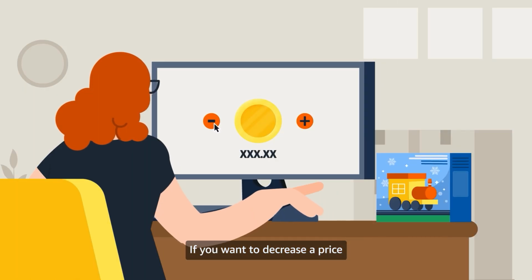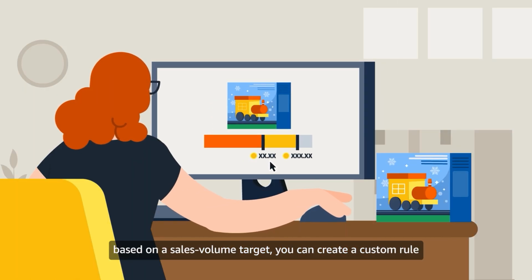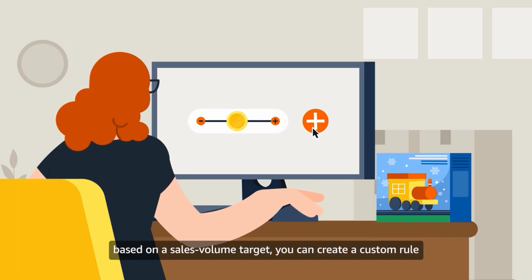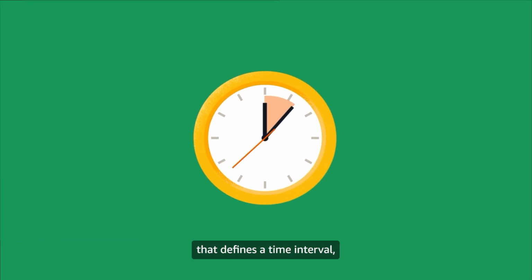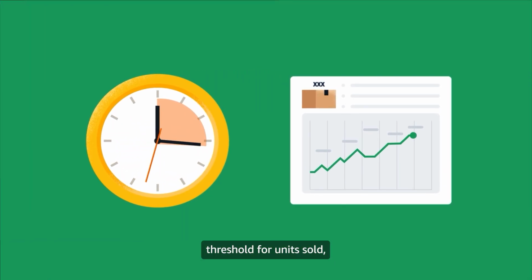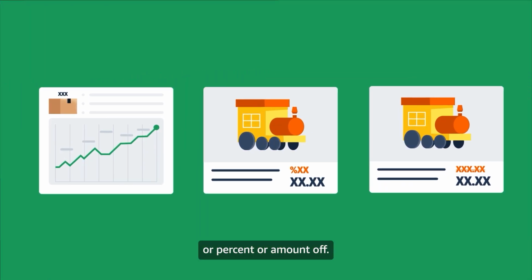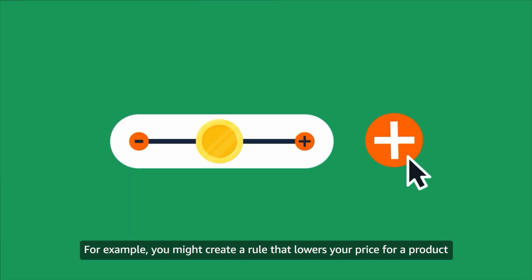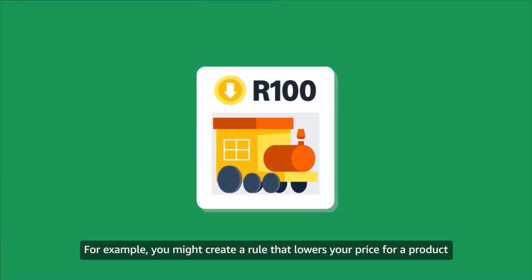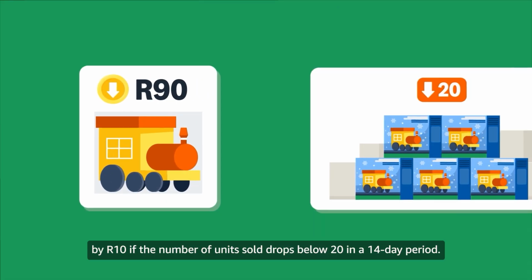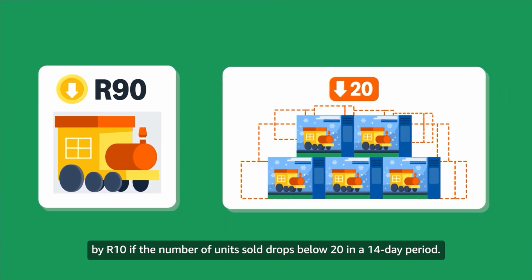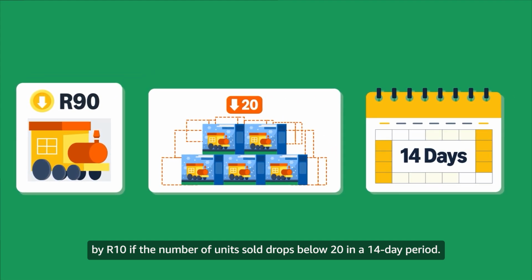If you want to decrease a price based on a sales volume target, you can create a custom rule that defines a time interval, threshold for units sold, or percent or amount off. For example, you might create a rule that lowers your price for a product by 10 Rand if the number of units sold drops below 20 in a 14-day period.